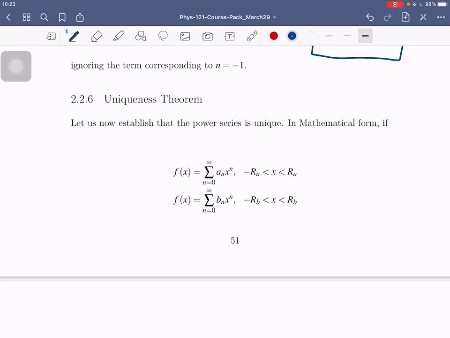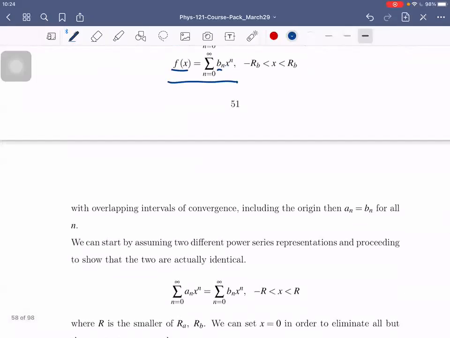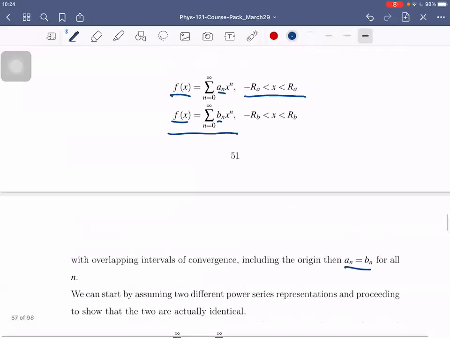So let's consider this function. Halimbawa, if you can show that f of x is equal to the infinite summation of a sub n, x raised to n, within negative r sub a to r sub a, and then if you can also write it as this infinite sum of b sub n, x raised to n, within the interval negative r sub b to r sub b. So this is the same function. We are just trying to show kung parehas nga ba talaga. Alright? So ibig sabihin yan, yung a sub n natin at b sub n are just equal.